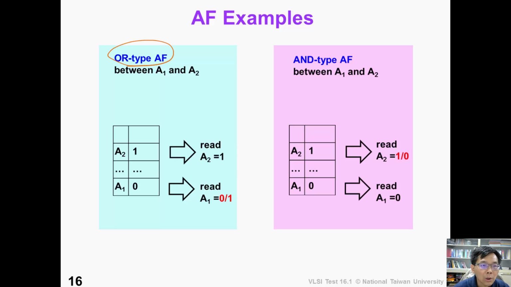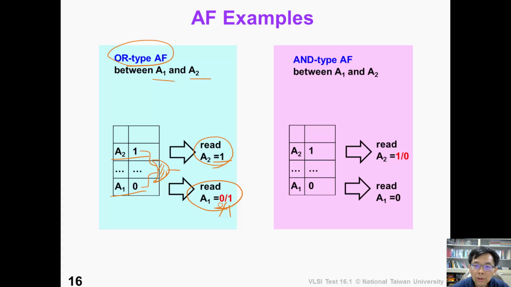First, let's consider an OR-type AF between A1 and A2. Suppose A2 is 1 and A1 is 0. If we read A2, we will get the correct value 1. But if we read A1, the good value should be 0, but the faulty value is 1. This is because the OR type address decoder 4 would generate a 1 dominant result.